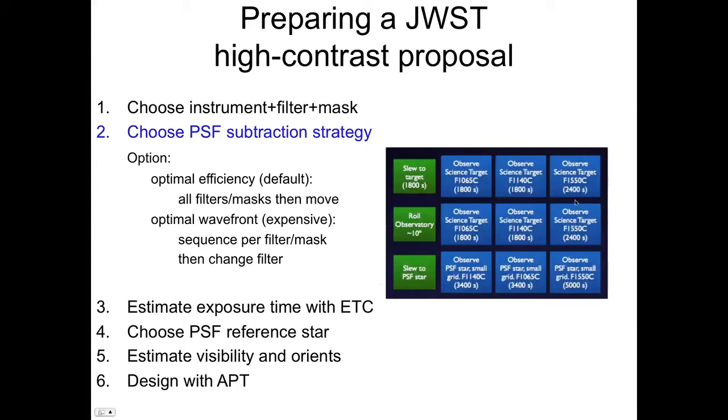All right, so here is an example of a standard default sequence. You slew to your target, you observe with MIRI in the 3 different filters and masks. Then you roll the observatory, you repeat this sequence with the same 3 filters. And then you move to the PSF reference star, and then you repeat the observation through the different filters. So that is the recommended strategy, which is called the optimal efficiency.